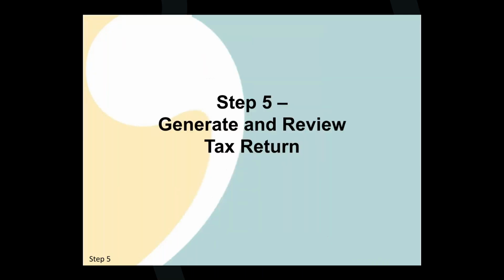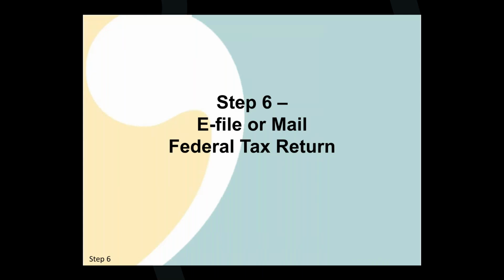And that completes the form review in Step 5. When you're sure everything is correct, you can proceed to Step 6 and file your return. You will either e-file or mail your federal tax return to the IRS. E-filing the federal tax return is secure and very easy and is included with your bivio subscription.